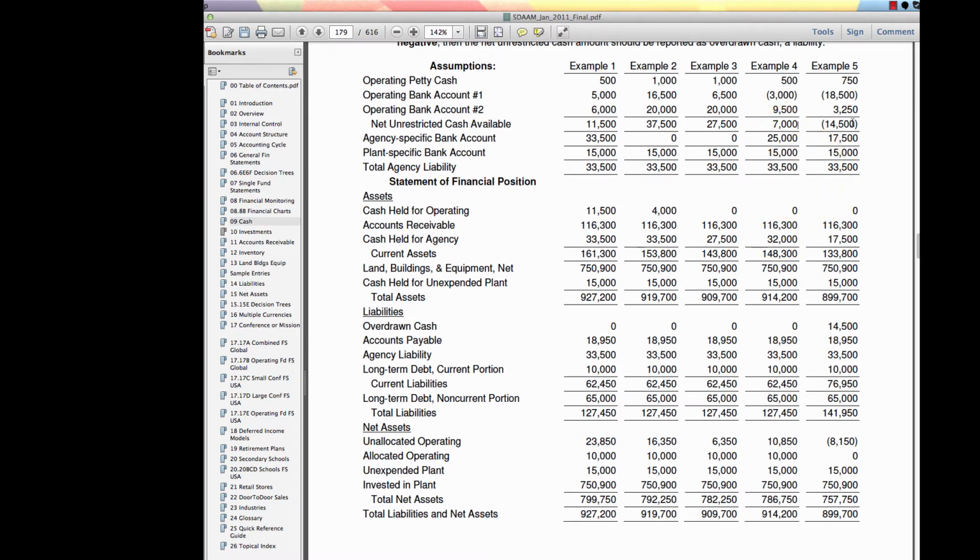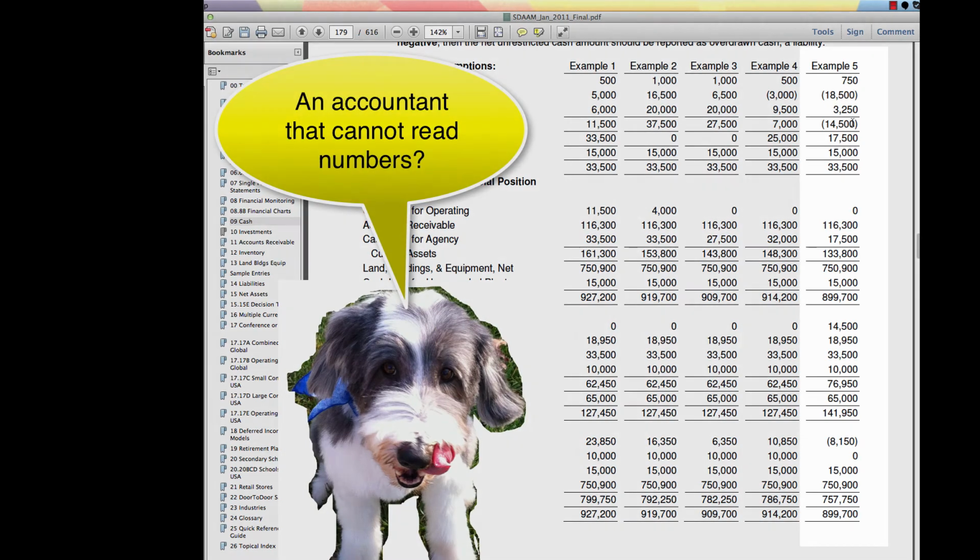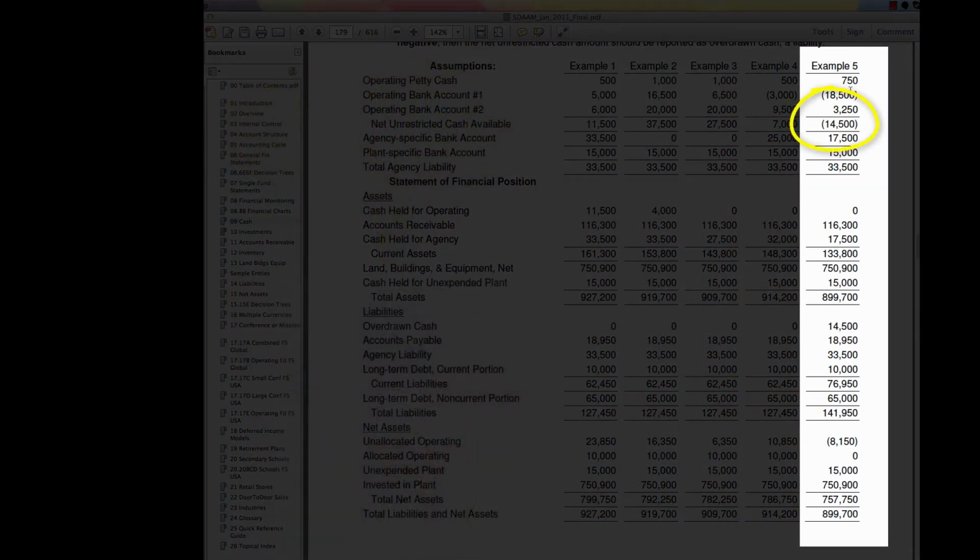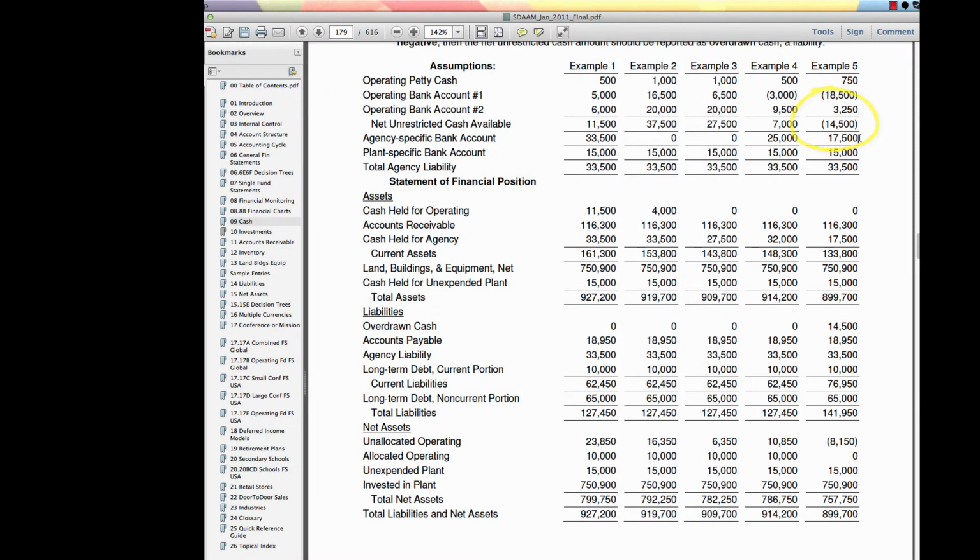Okay, in this third example, we have a $14,500 deficit in our cash. We have an agency specific bank account of $17,500. Well, this $17,500 would go to cash held for agency, and the $14,500 overdraft is shown as a liability. This is a good time to mention that anytime you have cash and cash equivalents in the negative range, it is not a negative cash or cash equivalent. It is a liability and needs to be shown down in the liability section.